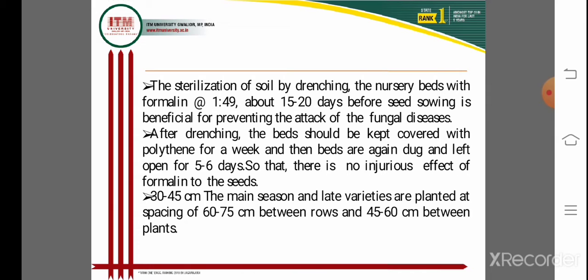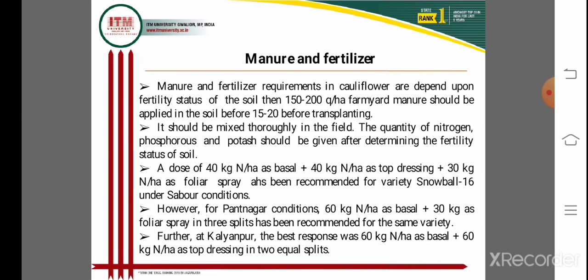For the main season, 30 to 45 centimeter is the distance for early varieties, and late varieties are planted at a spacing of 60 to 75 centimeter between rows and 45 to 60 centimeter between plants. So it is very important to maintain the spacing in the crop area.